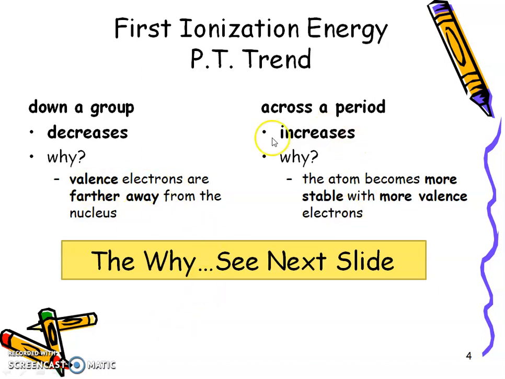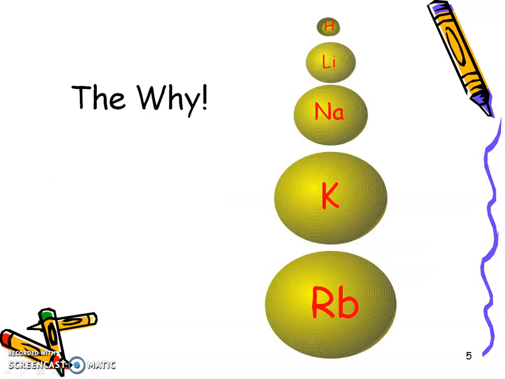Now let's think about across the period. The amount of energy needed to remove those electrons is going to be higher. Why? Again, you have more valence electrons, you have more of that Coulombic attraction, that force that's going to be stronger between those electrons and the nucleus because of the positive protons inside. And again, you get more stable. As you add those valence electrons, you're going to become more stable, and it's going to be harder to remove those outside electrons.